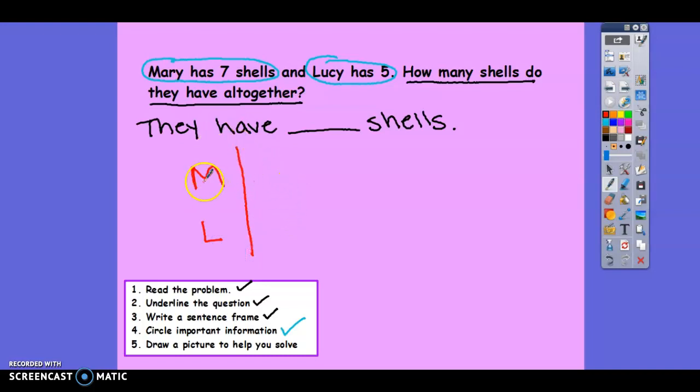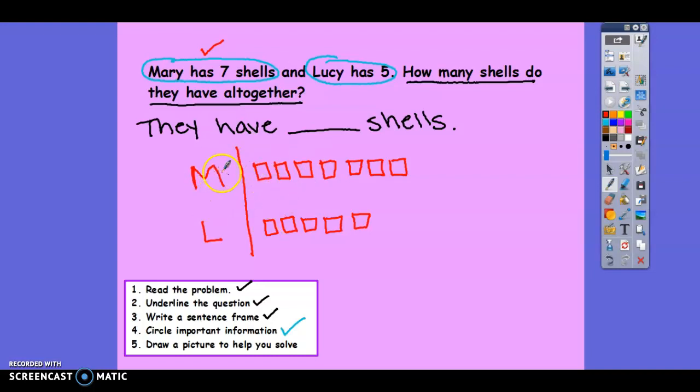So I'm going to draw a line here. Mary, I know, has 7 shells. So I'm going to draw 7 boxes to represent those 7 shells that Mary has. 1, 2, 3, 4, 5, 6, 7. That's how many Mary has. So I've used this piece of information in my drawing so far, so I can check it off. My other piece of information was that Lucy has 5 shells. So Lucy, which is what this L is for, has 5. So beside her name, I'm going to draw 5 boxes. 4, 5.